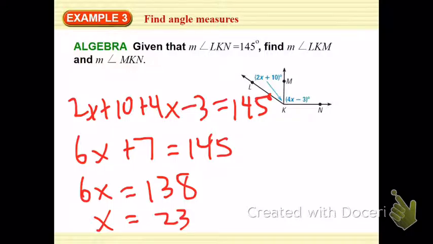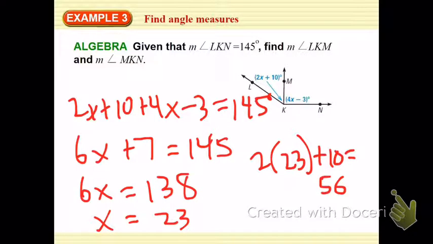How would I find LKM now? What would I do? We're not done. Go ahead. You have to plug in x. Yeah. 2x, we plug in 23 for x. So it would be 2 times 23 plus 10 equals, that's 46, 56. So LKM equals 56 degrees. Don't forget to put degrees by your answer. We're finding an angle. So you have to label with degrees.